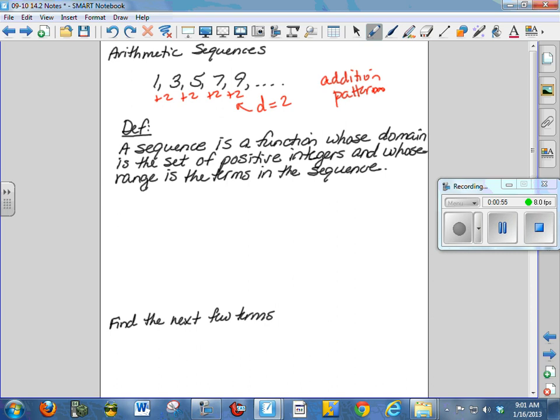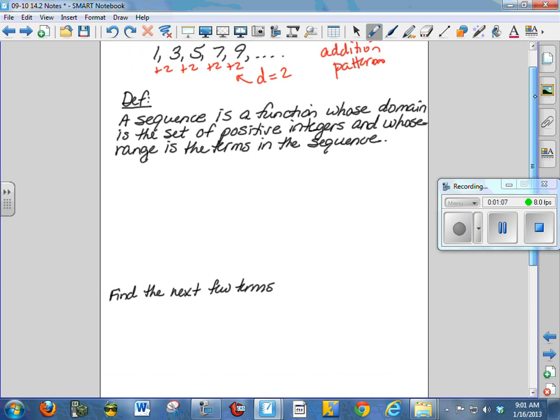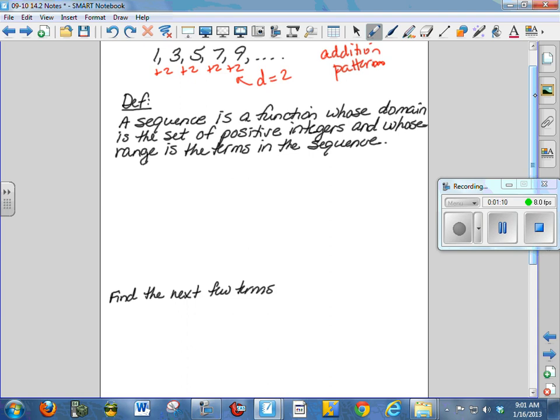Now, recall the definition of a function. A sequence is a function whose domain is the set of positive integers and whose range is the terms in the sequence. So let's set up a little chart here. We'll call our term number n and our term a sub n. And we know that a sub 1 is 1, a sub 2 is 3, a sub 3 is 5, a sub 4 is 7, and a sub 5 is 9. Notice that, once again, we go up 2 every time.